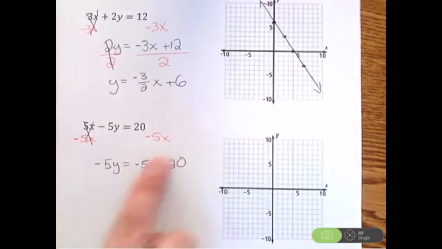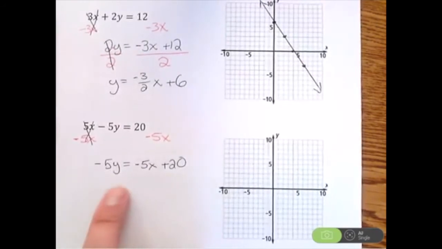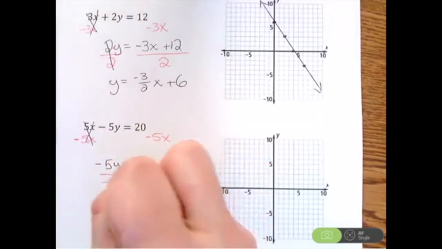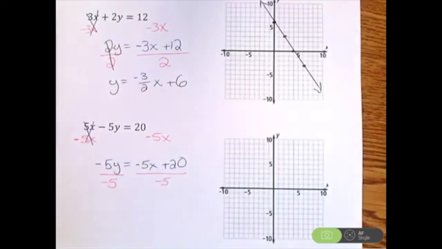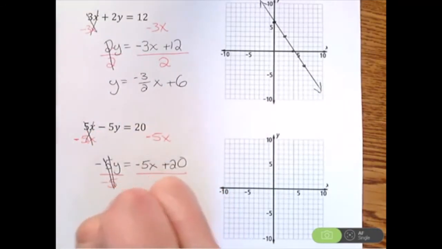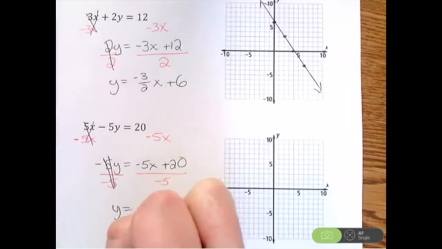So move the x term over. We're getting really close to y equals mx plus b. I just have to get this y by itself, which means this negative 5 has got to go. So I'm going to divide by negative 5, divide by negative 5. These are gone, so I get y. On the right side, negative 5 divided by negative 5 becomes a positive 1x.